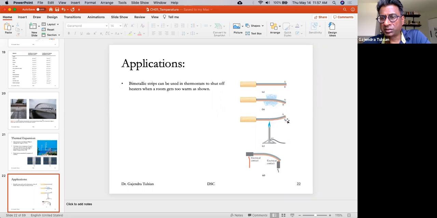When it's straight, it's in electrical contact, and when the temperature rises too much, the electrical contact is broken, and you can imagine that the heater is being turned off. So here is the electrical contact. You turn on the heat, and when the room gets too warm, this thing bends upward, the electrical contact is removed, and the heater is turned off.